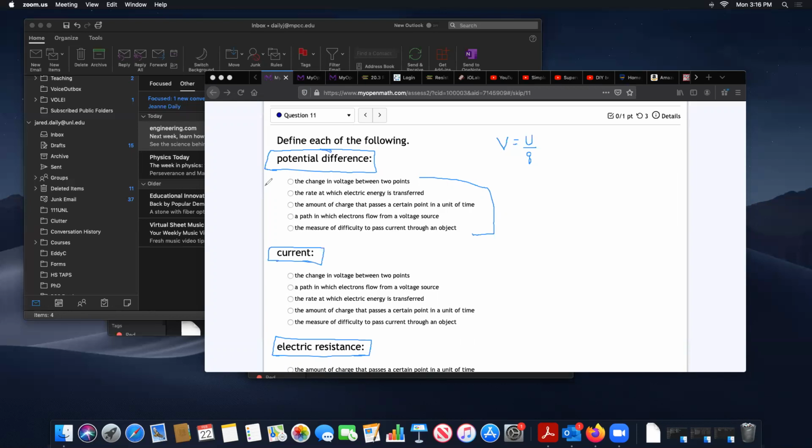So I guess that's what I can tell you about question 11 without just telling you the answers. Do you have any other questions about number 11?